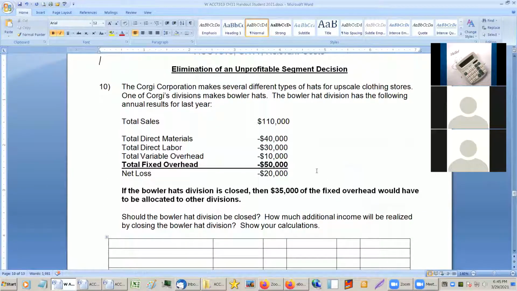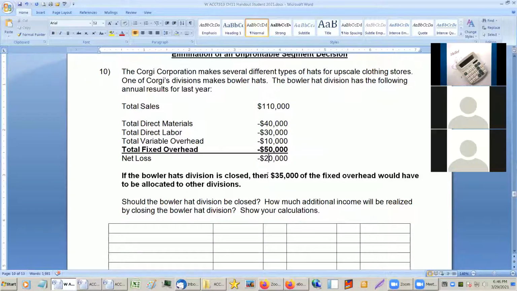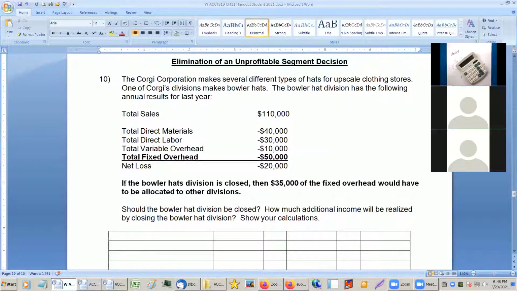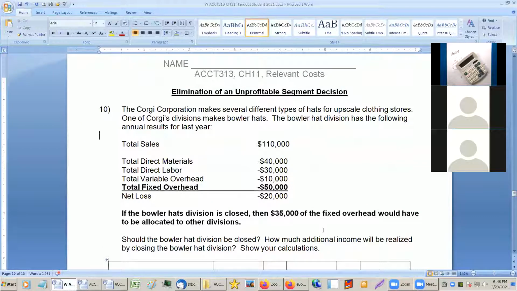Okay. So the Corky Corporation makes different types of hats for upscale clothing stores. The bowler hat division has the following annual costs for the year: direct materials, direct labor, fixed overhead, net loss. If the bowler hat division is closed, then $35,000 of the fixed cost overhead would have to be allocated to other divisions. Okay, so we probably don't even need to use this down here.